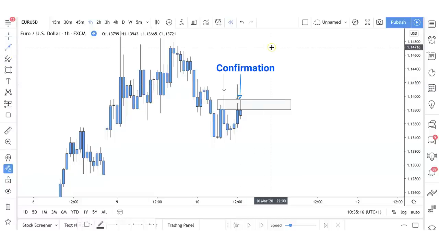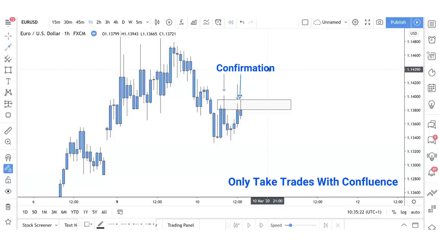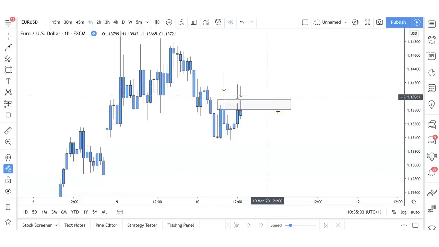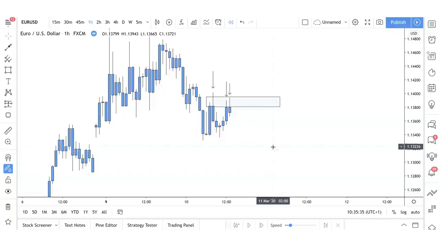Now, you're not looking for a perfect pin bar, or a kangaroo tail. You're not looking for anything that's perfect. You're looking to take trades with confluence. So our confluence is a downtrend, a level created, our first wick rejection, and our second wick rejection. Once you have this evidence, now it is time to take this trade.